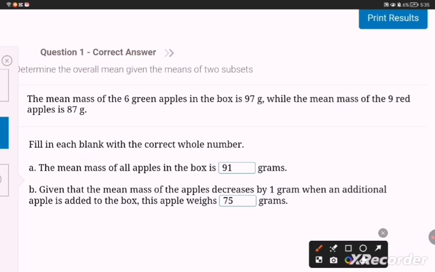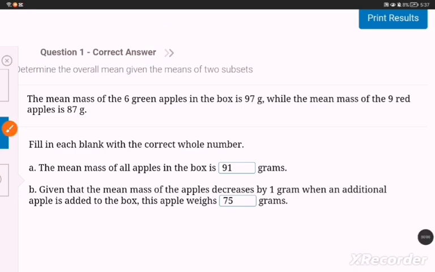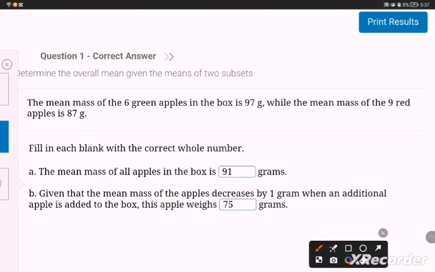So we know that in total, the total mass of the apples is 1,365 because we found it in part A. And we know the mean mass is 91. So they told you the mean mass decreases by 1 gram. So it's not going to be 91, it's going to be 90. And they added an additional apple. So 1,365 plus x, because x is what we want to find. So now that you have 1,365 plus x and 90, you just use the formula, okay?